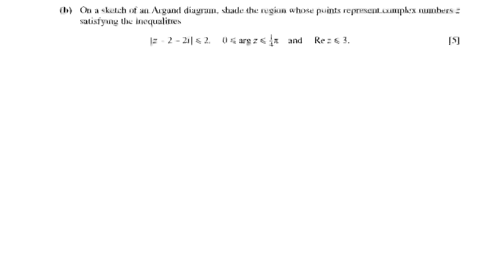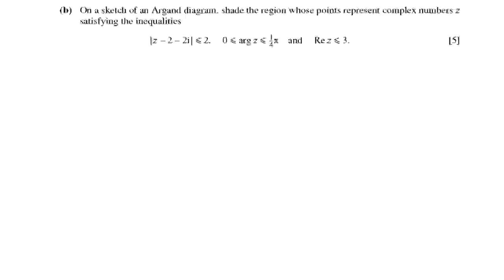Part B. On a sketch of an Argand diagram, shade the region whose points represent complex numbers z satisfying the inequalities. And we have the modulus, or the length of, well, let's go with the modulus. Modulus of z minus 2 minus 2i is less than or equal to 2, and the argument of z is greater than or equal to 0, less than or equal to pi on 4, and the real part of z is less than 3.